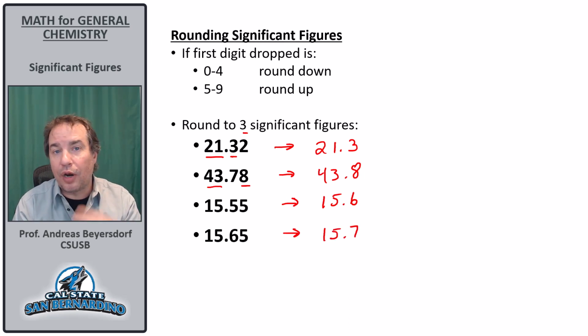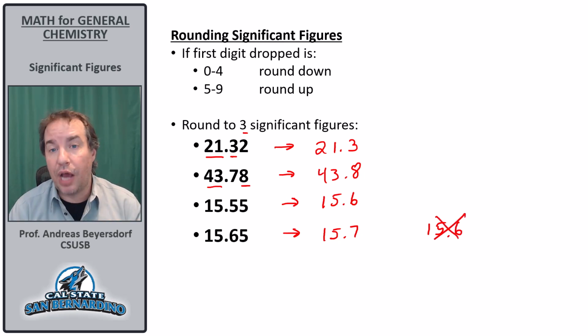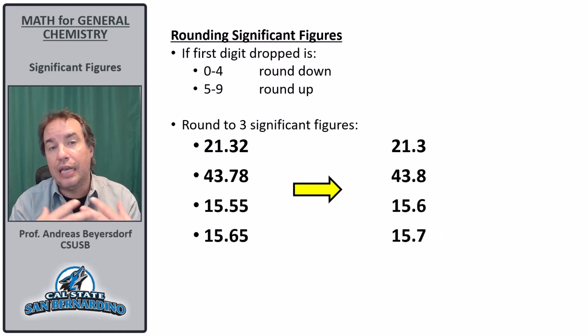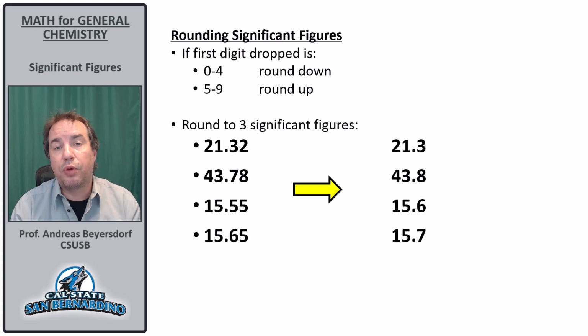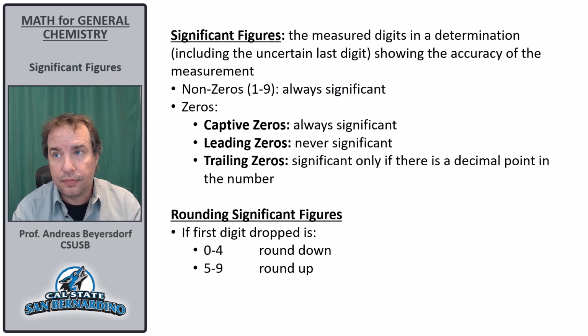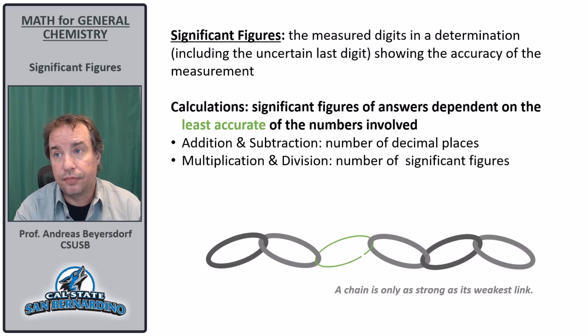Now, this last one actually, if you are going by those rules that you may learn in different classes, you would actually round down because you would round to even. But for this class, it's okay just to round up. We'll look more at rounding numbers for significant figures once we go on to calculations. So we've talked about significant figures and when they are significant or not. We talked about rounding significant figures. Now let's go on to calculations.